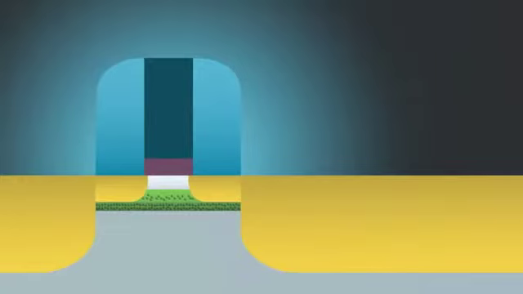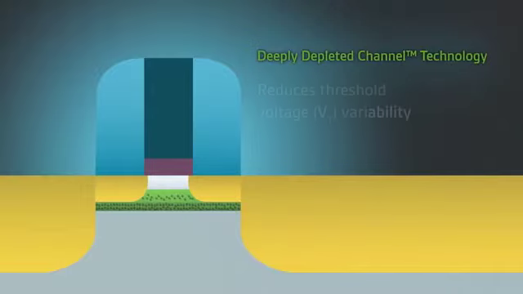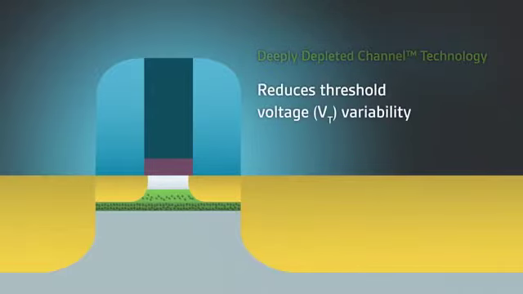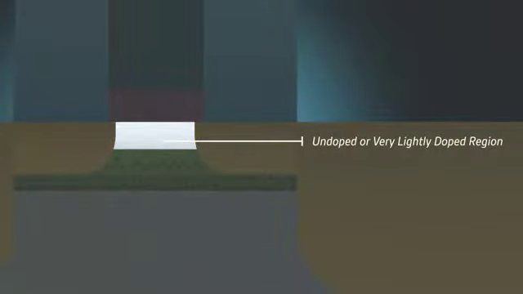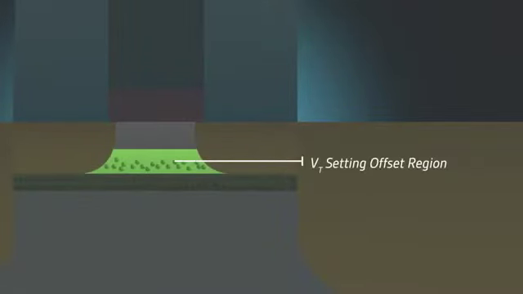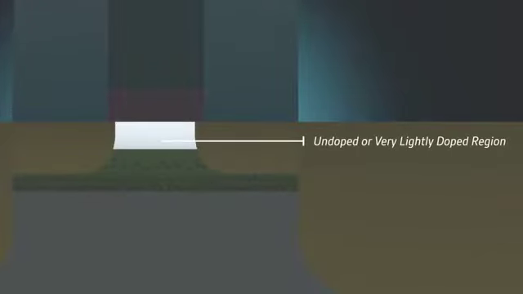Suvolta's deeply depleted channel technology, or DDC, reduces threshold voltage variability and enables continued CMOS scaling. In a typical implementation, the DDC channel has several regions: an undoped or very lightly doped region, a VT setting offset region, and a screening region. The undoped or very lightly doped region removes dopants from the channel, which allows for a deeply depleted channel. This reduces RDF fluctuation, which allows for VCC scaling and improves mobility, resulting in improved effective current.